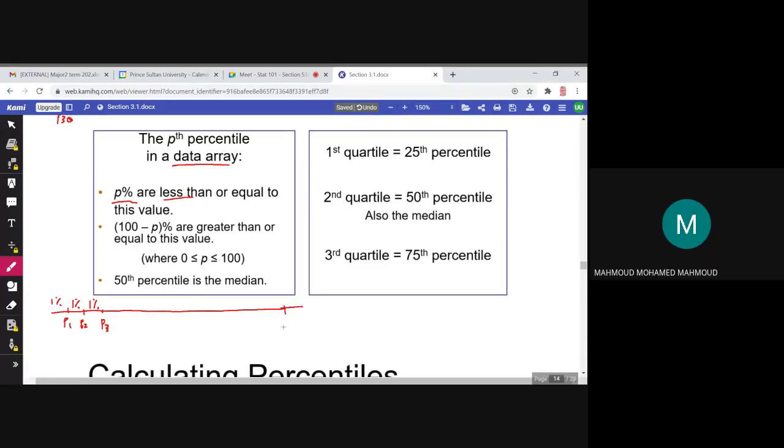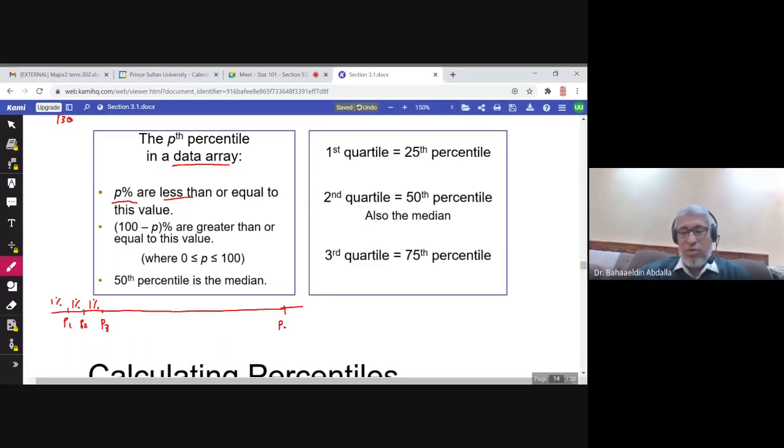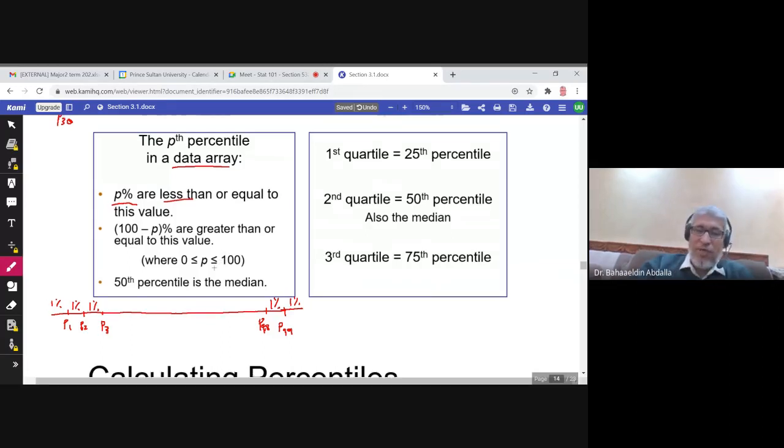At the end, I have P99, the 99th percentile, 1% of the data lies to the right, and 99% lies to the left. Okay, I have here P98, the 98th percentile, 2% lies to the right, and 98% lies to the left. So this is the idea of percentiles.